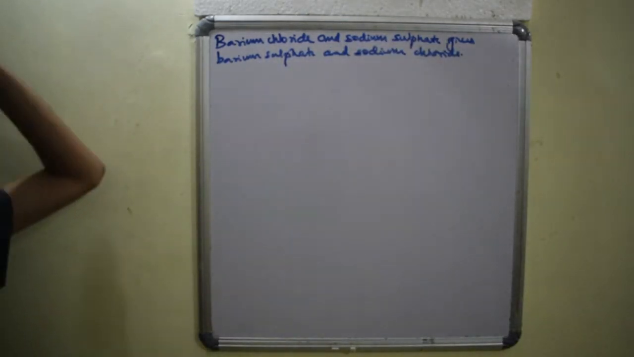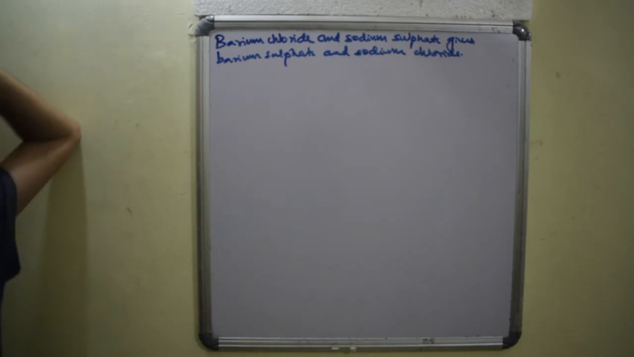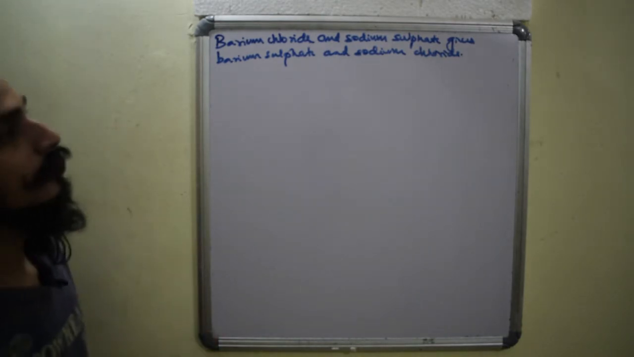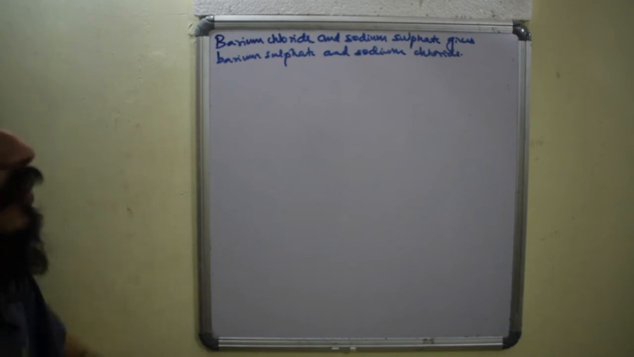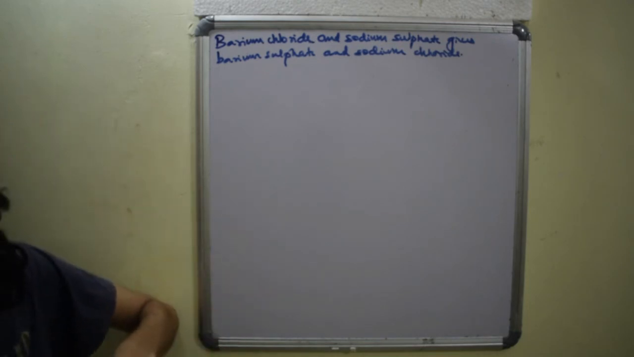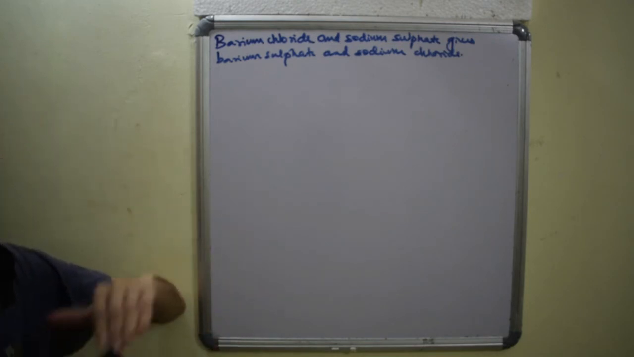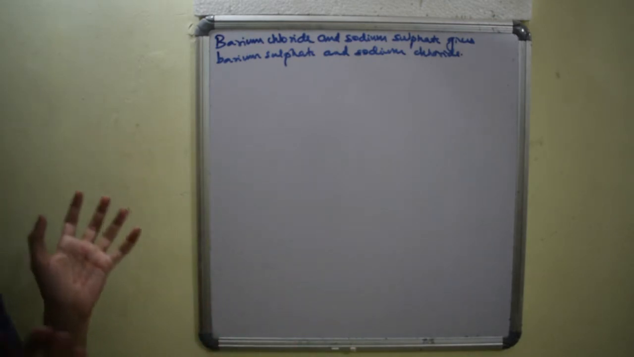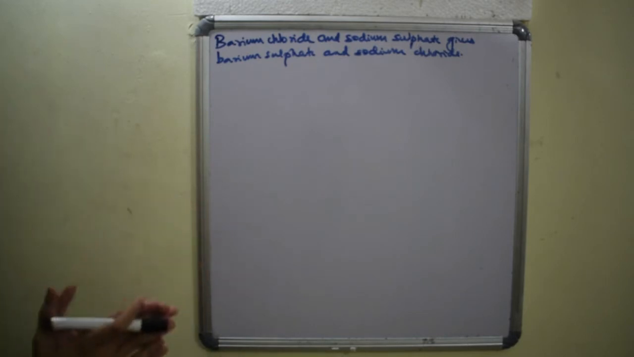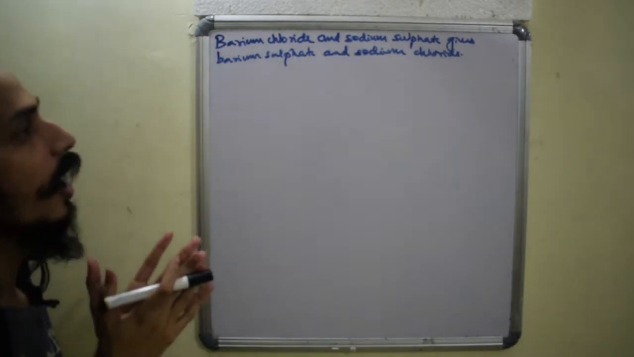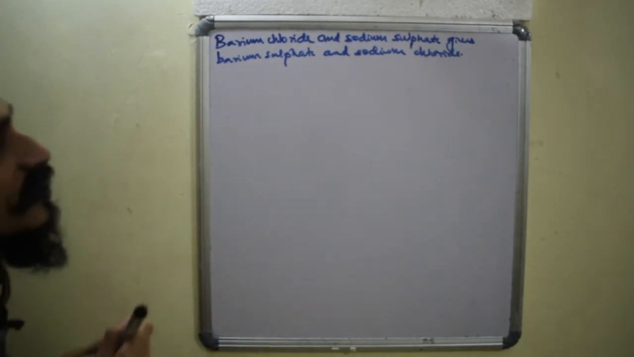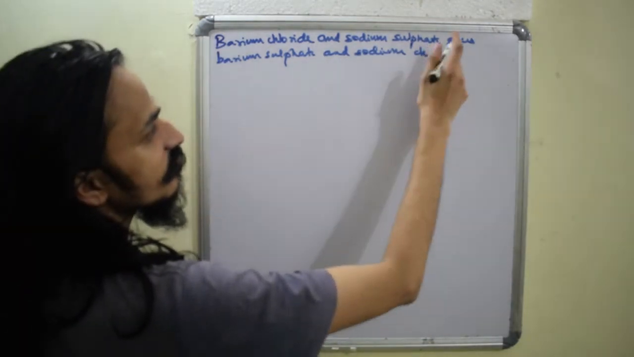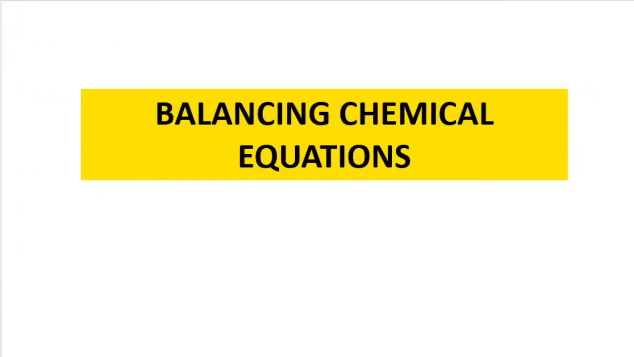Hey guys, so today we'll be looking at a continuation of where we stopped yesterday. Yesterday we saw how to write a basic equation with all of the formulae, right? From words we came to all the formulae for every compound in a reaction. So for today I'm going to show you how to make sure the equation is completely correct in the sense of being balanced, okay?